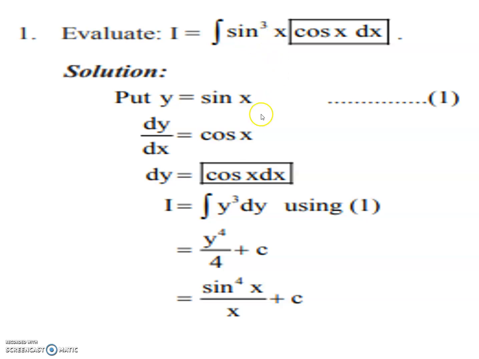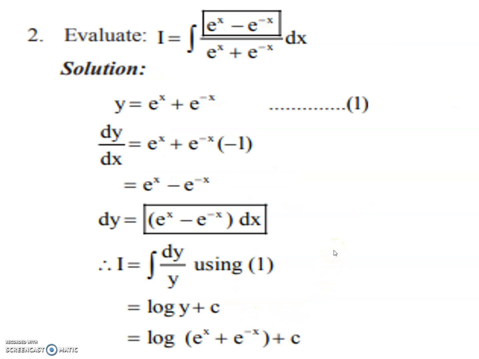Instead of sin cube x, we have to put y cube. We know that integration of x raised to n is x raised to n plus 1 upon n plus 1. That's why y raised to 4 upon 4 plus c. But we have to resubstitute the value of y. Y is equal to sin x. That's why sin x raised to 4 upon 4 plus c. Is it the final answer? Yes, sin x raised to 4 upon 4 plus c is the right answer.